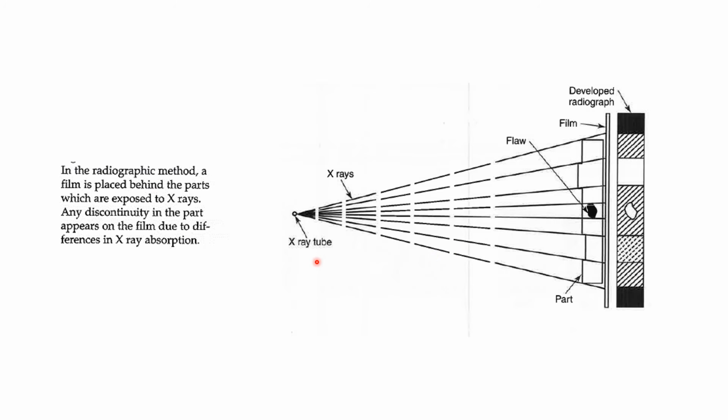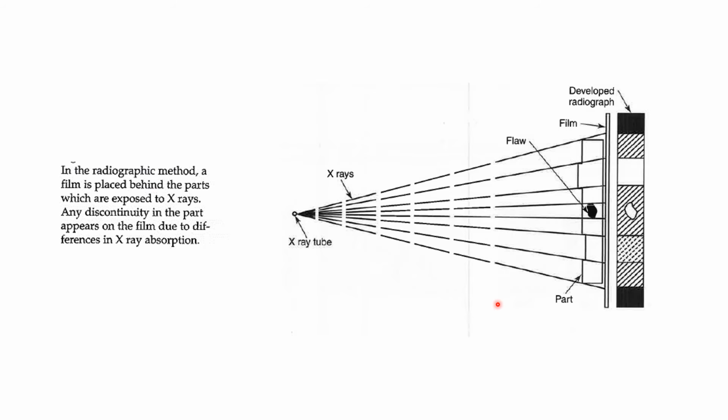This is a textbook diagram, and here you can see the radiographic method. See this little line right there? That's the film, and you're going to place that behind the part. Here you can see this little white, and that is your part. We place the film behind the part, and it is exposed to X-rays.